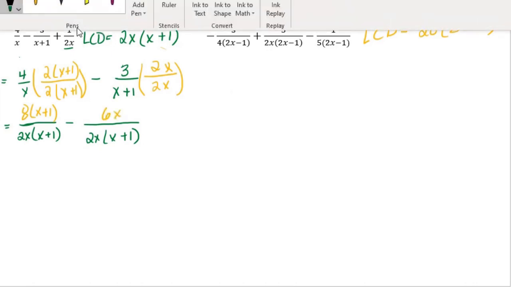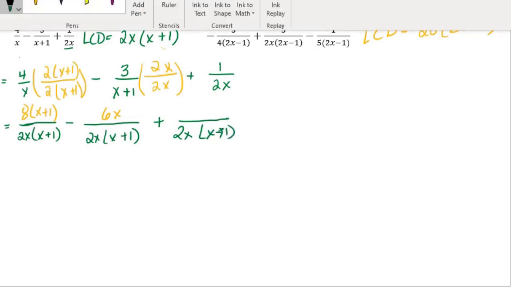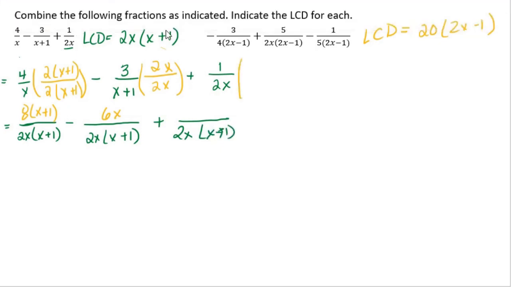And then finally, we're drifting into this last problem. Let me try to tidy it up a little bit. 1 over 2x. And we'd like to turn that into a fraction that has a denominator of 2x times x plus 1. And if you're starting to see places where you can skip steps, that's fantastic.